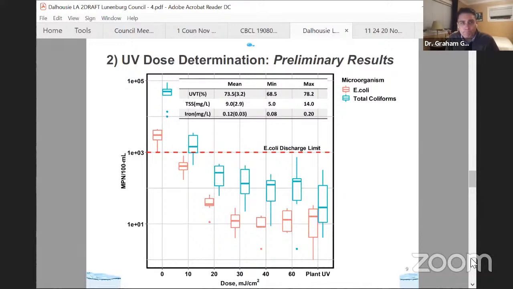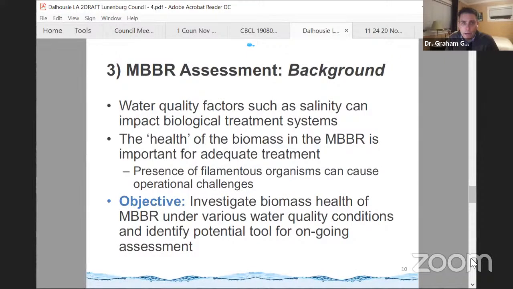So next slide, please. The bioreactor, or the moving bed bioreactor assessment, focuses on the impacts of salinity, because obviously biological organisms are very affected by seawater. We want to assess the overall health of the biomass and to ensure that we're not inadvertently disrupting or killing the biomass because of the salt water or changing its composition in any way. And so we are going to undertake a monitoring assessment to look at the bioreactor under varying water quality conditions. So next slide, please.